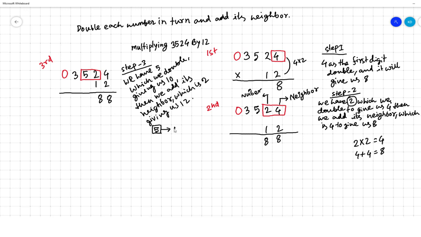So here I am explaining this number. We need to double. This gives us 10. Then we need to add this 10 to this neighbor. So here it is neighbor. So the concept is clear. 10 plus 2 is 12. This is neighbor, this is add. So here a 2-digit number.